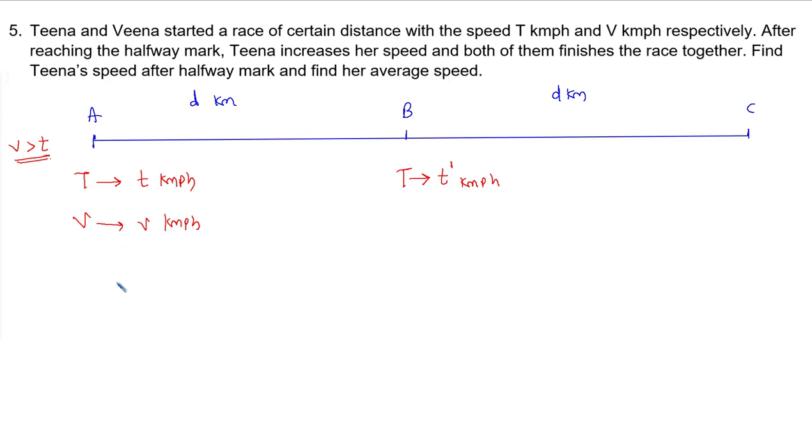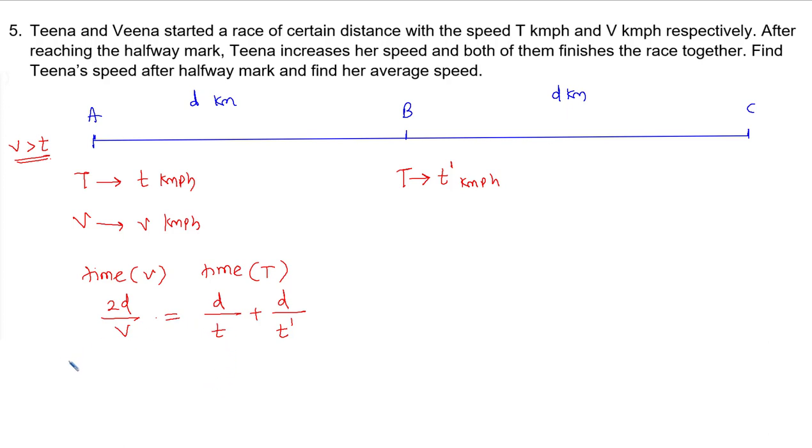So over here the total time taken by Veena is how much? That is 2d divided by v. Whereas total time taken by Tina is how much? d divided by small t plus d divided by t dash. And this addition is equal to how much? These two terms are equal to each other. Total time taken by Veena is equal to total time taken by Tina.